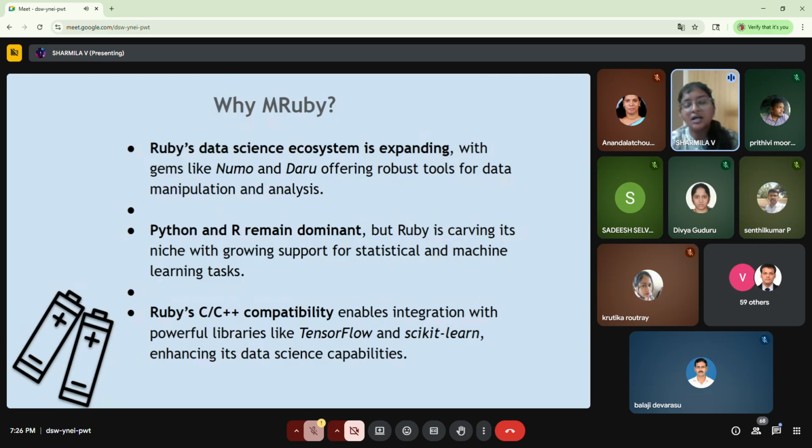And the other library is mruby dir, which is for directory handling. We can handle our project directories and our system directories using this gem. And we have the other one called mruby socket. This especially supports networking, so it handles network protocol related stuff. It is especially for TCP and UDP communications.